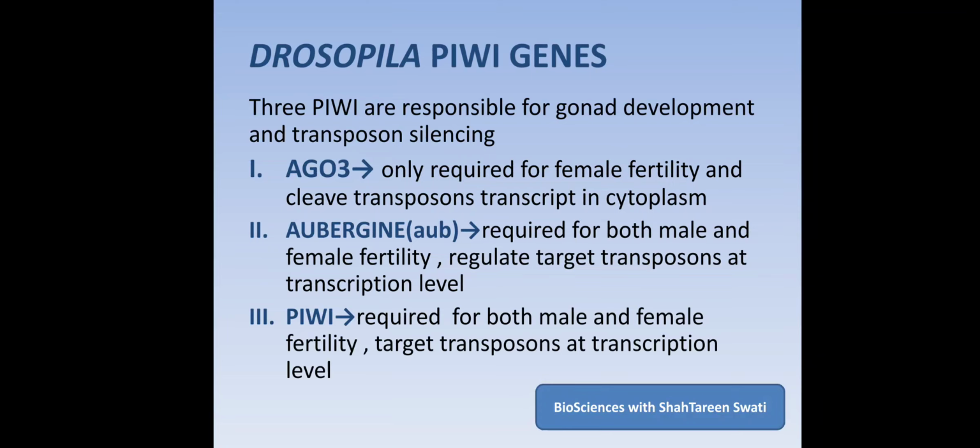I'm just underlining all these points. Here you can see this. The first one, AGO3, cleaves transposon transcripts in the cytoplasm, so it does the silencing in the cytoplasm. The second one, which causes the cleavage, is Aubergine, responsible for silencing at the transcription level. You can see here, this is at the transcription level. And the third one, PIWI, also helps in targeting of the transposons at the transcription level. Is it clear? So Aubergine and PIWI target the transposon at the transcription level, meaning in the nucleus, and AGO3 in the cytoplasm, which I will show you later on how it works.